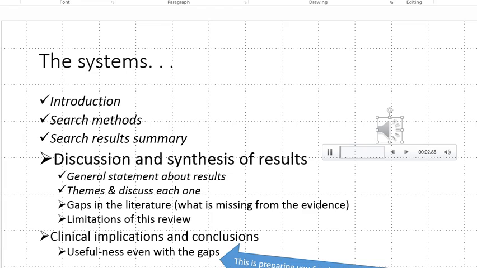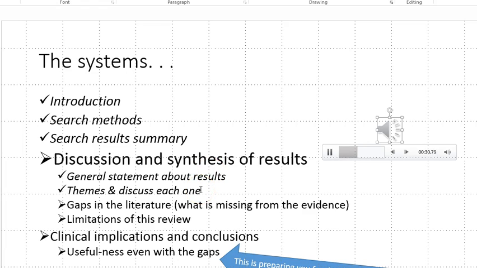In the previous PowerPoint, we talked already about the introduction, the search methods, and the search results summary. We also talked about a good part of the discussion and synthesis of results sections. Those are the items that have check marks here. We talked about how you might open with a general statement about the results and then discuss each theme that was seen in your review of the literature.